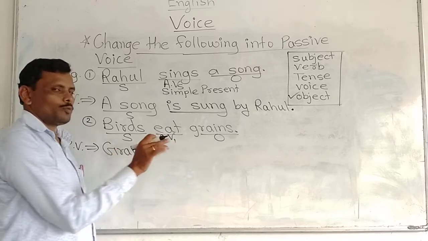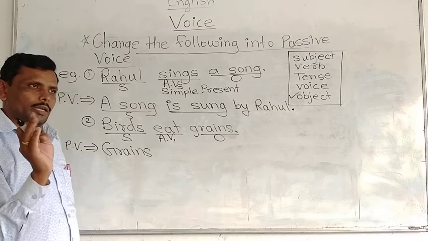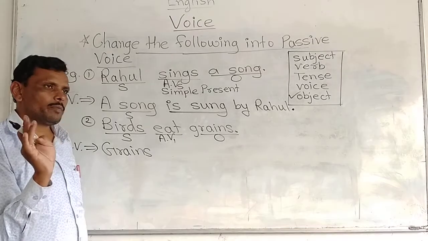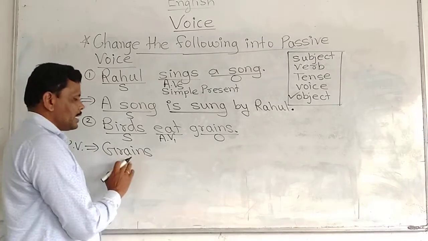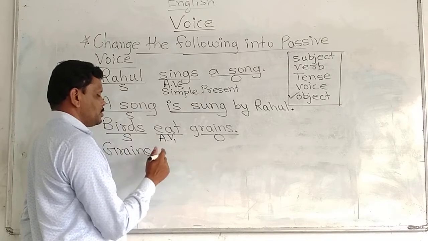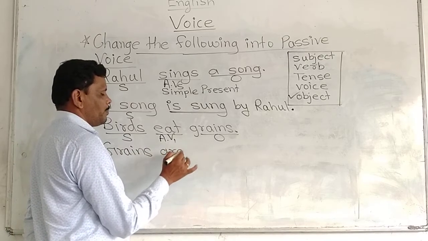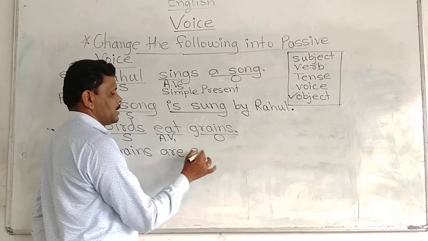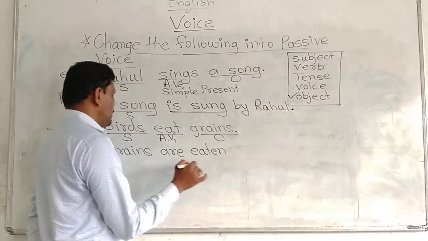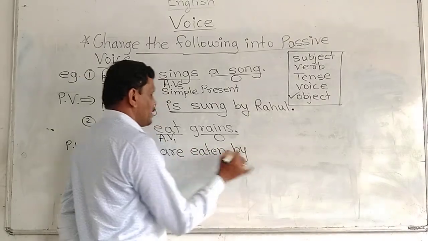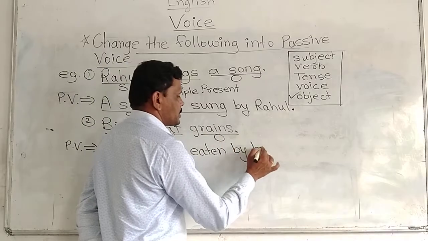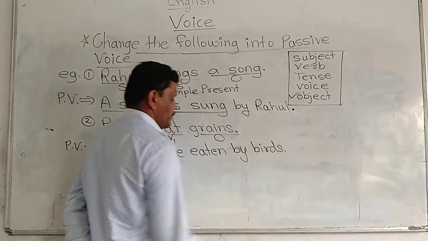Then this V1 should be changed into passive form. Its passive form is am, is, are plus V3. Grains is the plural subject, so are should be placed, and V3 of eat is eaten, and last by and then birds. Correct?